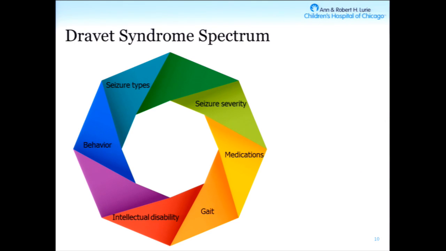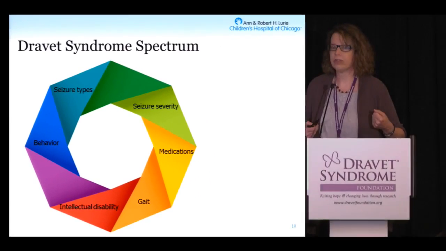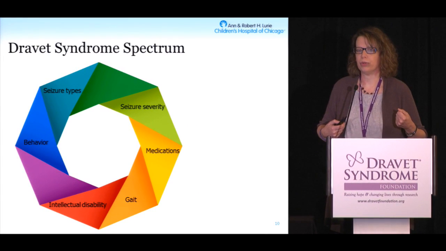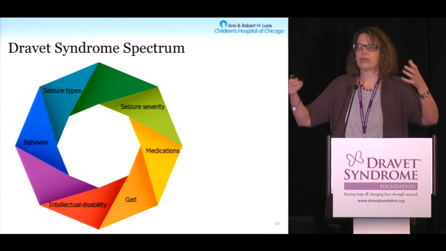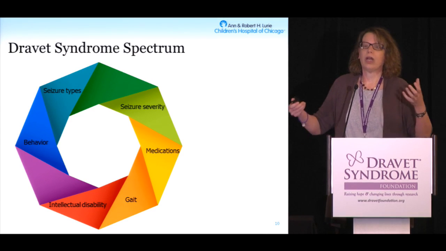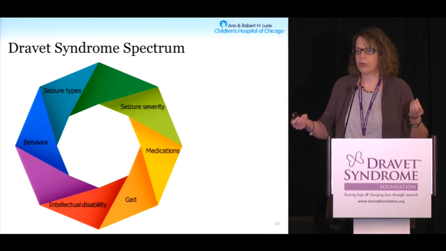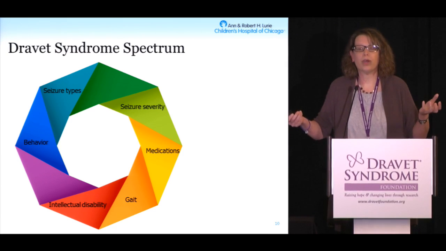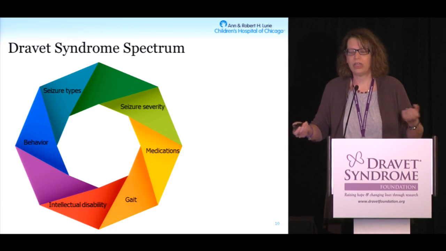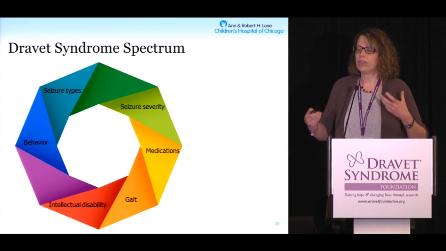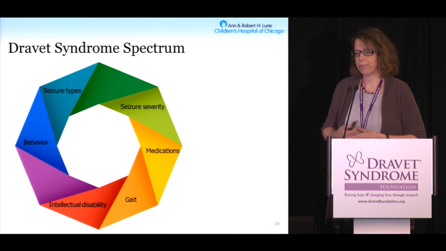I have kids who are in regular classes at school, needing some help and tutoring, but still in regular classes over the age of 5, and I have children I see who are nonverbal. So there's a spectrum for behavior, for motor, for many of the comorbidities as well, in terms of what medicines they react to. That's why I do like the idea of Dravet syndrome being thought of as a spectrum.